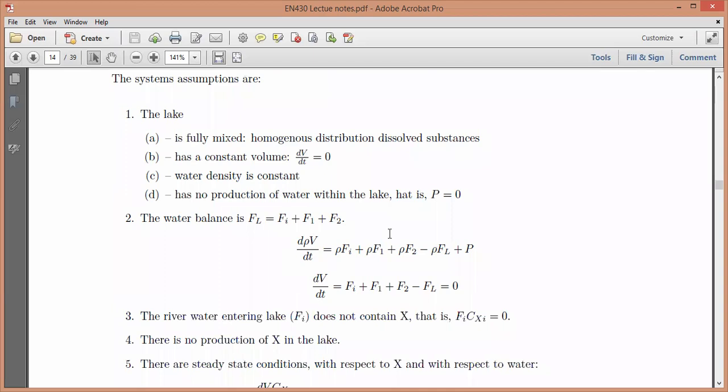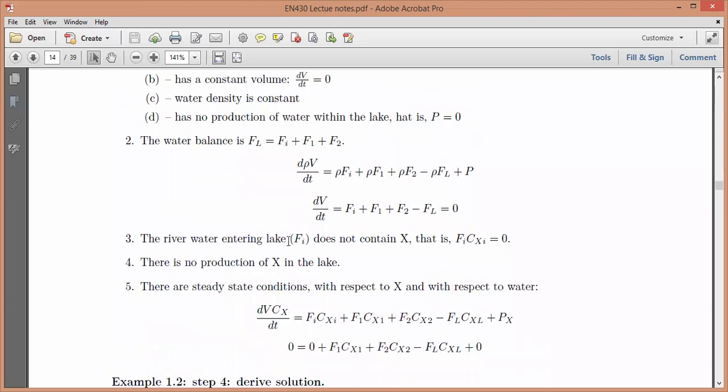Okay. Then something here interesting happens. So dV over dt. Remember we said that dV over dt is equal to 0, right? So it means volume is constant. So what is this volume? So meaning Fi plus F1 plus F2 minus FL will give us 0. Okay? We're borrowing this from here. So this gives us 0.